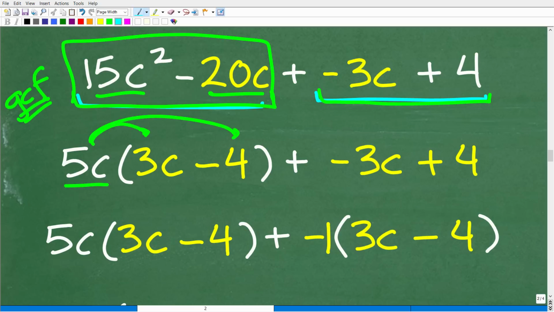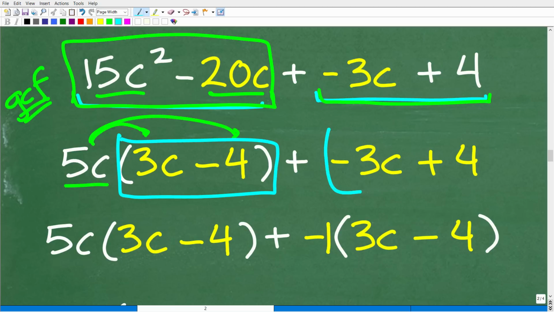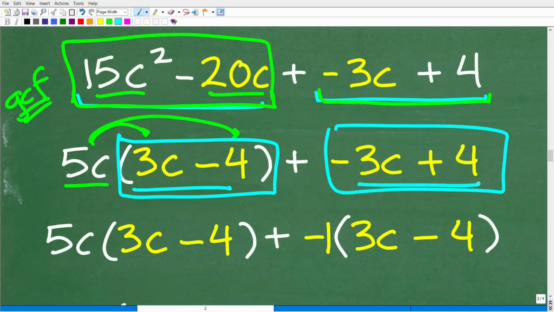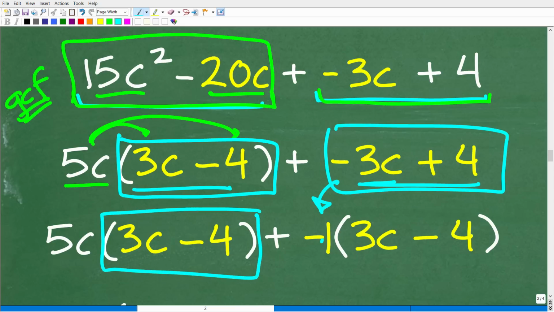Now here is the goal. What we're looking for is the same factors. Okay, so in other words, we have this 3c minus 4. We would hope that we can get a 3c minus 4. Well, we don't have a 3c minus 4 right here, but we have something pretty close. We're looking for the same binomial factor, right? Now, we don't have it yet, but I can easily turn this into a 3c minus 4 by factoring out a negative 1. All right, so if I take out a negative 1 times 3c is negative 3c, and negative 1 times a negative 4 is positive 4, and now we have the same binomial factor.